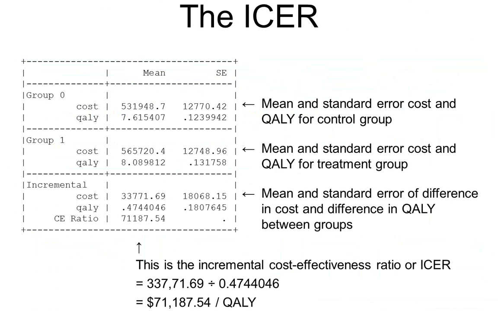And we can now calculate both the incremental cost and incremental quality. And really, these are just the mean and standard error of the difference in costs and the difference in qualities between the groups. And then by dividing the incremental cost by the incremental quality, we get the incremental cost effectiveness ratio, which economists like to call the ICER. So here the ICER is this $337,000 divided by this 0.4744 qualities, and that gives an ICER of $71,187.54 per quality. So that's our incremental cost effectiveness ratio, and I think Rudy covered that, so I've gone fairly quickly over this slide.